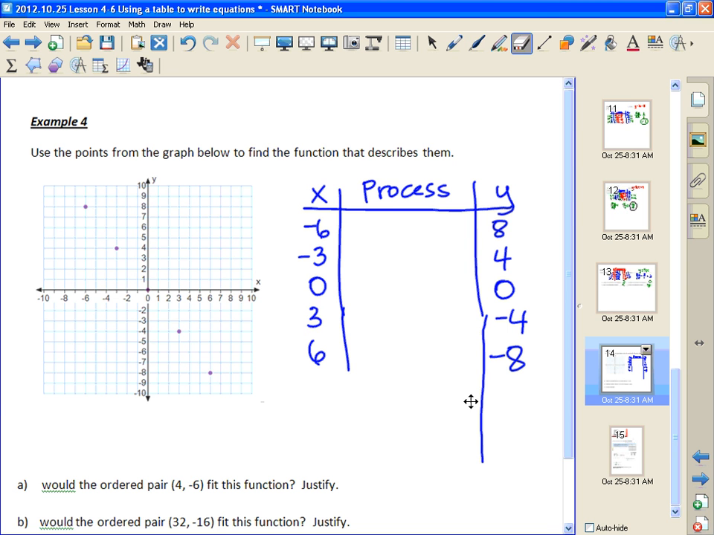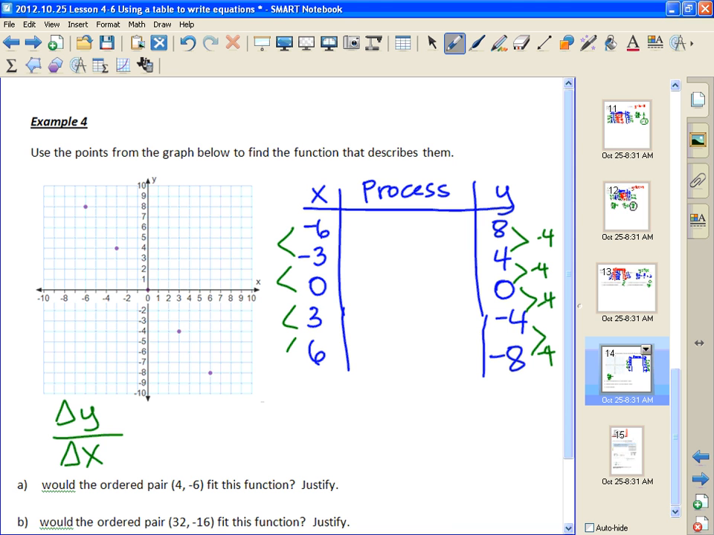All right, so what are we going to look for first on this one? The differences in the numbers, which is called what? Change in y over change in x. Okay, so each time my y values are doing what? Okay, I'm subtracting 4 each time there. And what's happening with my x values? Adding 3 each time. So my change in y is -4, and my change in x is +3.